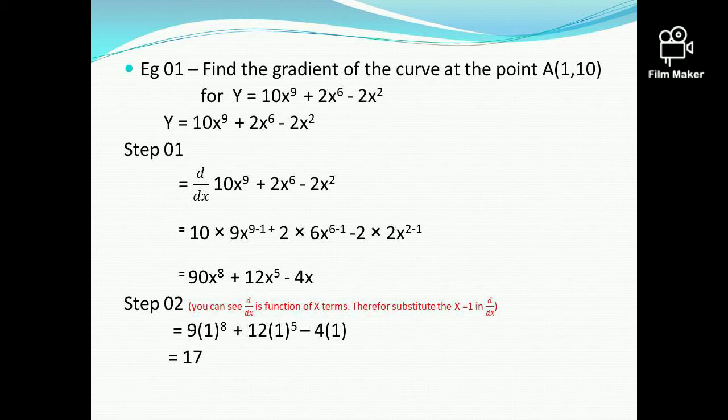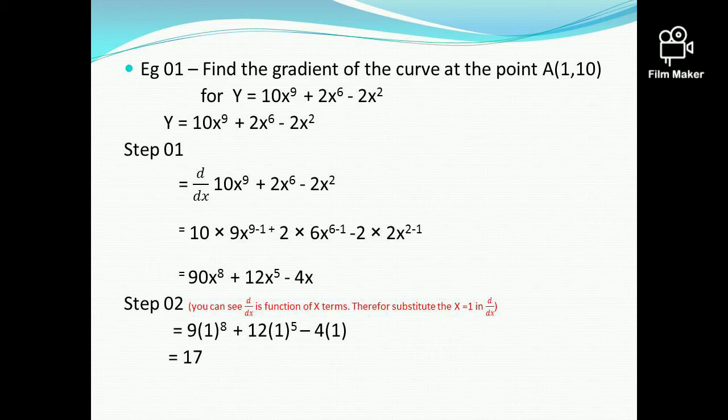Step 1 is to differentiate the original function. If you differentiate y equals 10x to the power 9 plus 2x to the power 6 minus 2x to the power 2, you will receive 90x to the power 8 plus 12x to the power 5 minus 4x. Now you can understand that this dy by dx answer is a function of x. That means it includes only x terms.